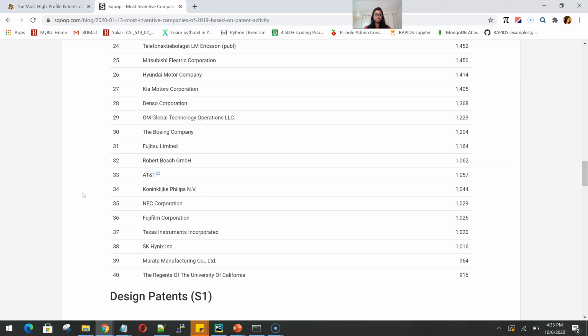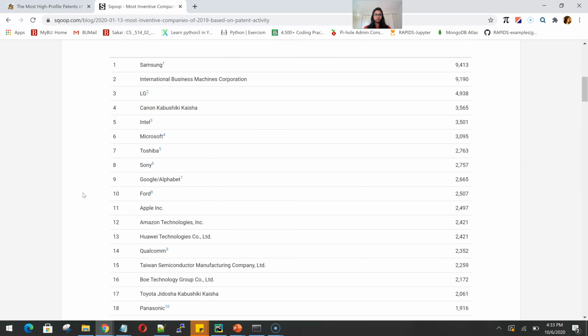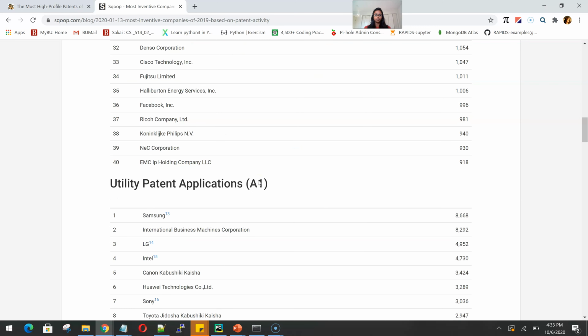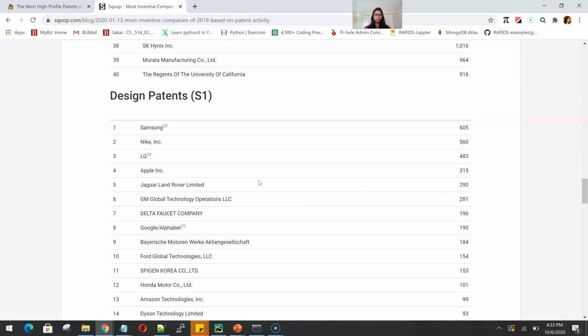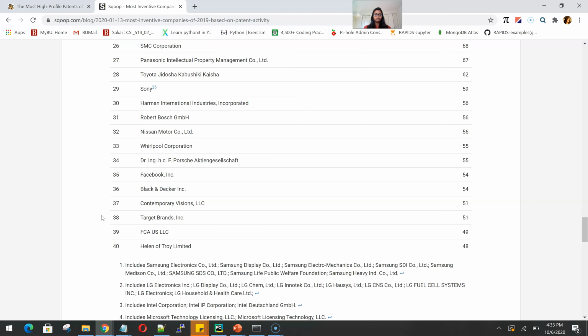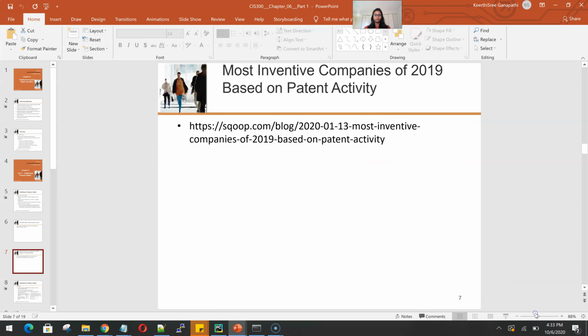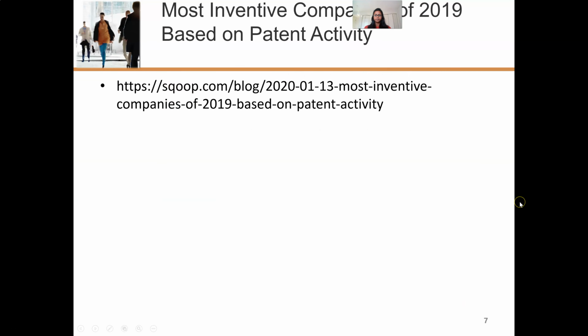So there are different categories of patents as well. So if you see, the grants are based on B1, B2, A1, S1. So these are design patents which are under the S1 category. So you can just go through these and see on what basis they have filed patents. Moving on.